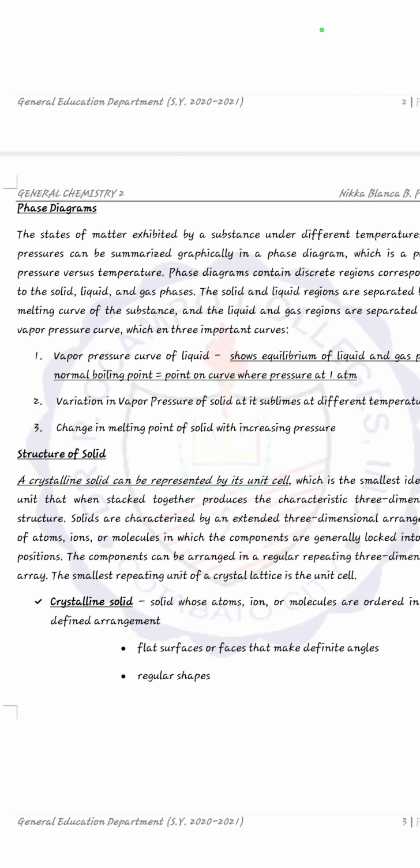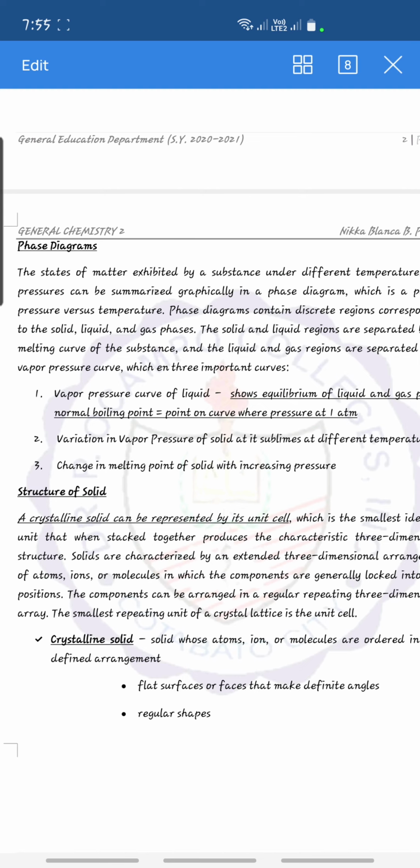When we say phase diagrams, the states of matter exhibited by a substance under different temperature and pressure can be summarized graphically in a phase diagram. Since we've already discussed the phase changes, let's now plot them on the diagram. By plotting it, of course, we will be using a phase diagram. This will involve curves for the different states of matter like liquid, solid, and gas. The vapor pressure curve is also in here. It explains the three important curves.